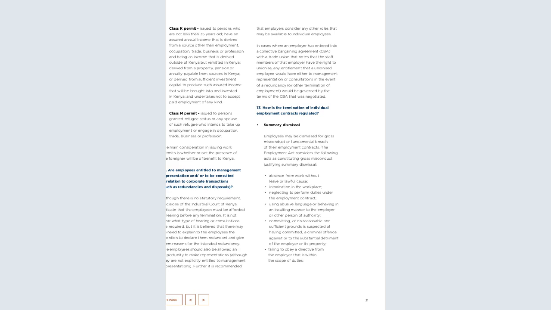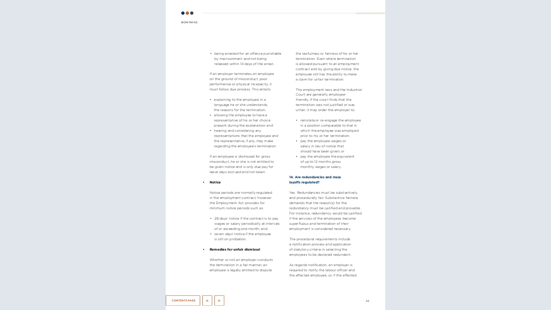And then we have failing to obey a directive from the employer, that is also gross misconduct and can lead to dismissal. Dismissal is just termination of employment. When you cannot do what is needed, you will be terminated and will not be able to continue your employment. Then being arrested for an offense punishable by imprisonment and not being released within 40 days of arrest.